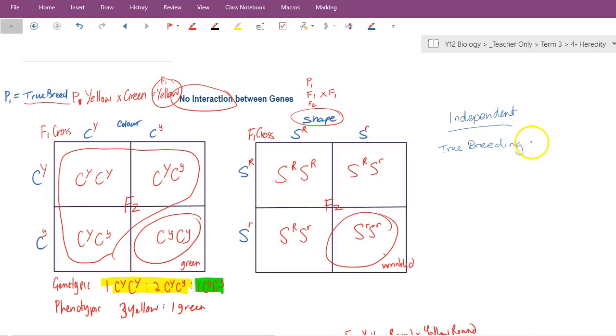True breeding means they only had one allele. When he crossed them, that was his F1 cross. He realized that all of those plants came out with 100% the same characteristic, and that was a pattern that was always the same. That same trait was the one that was dominant. Mendel called that the dominant trait.